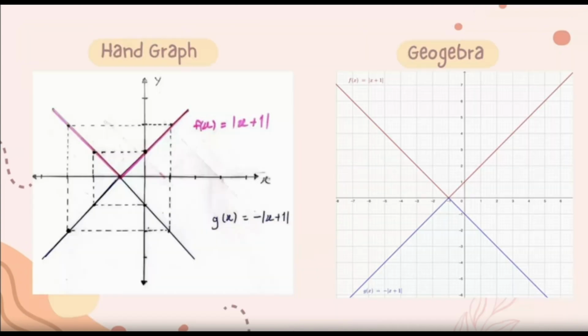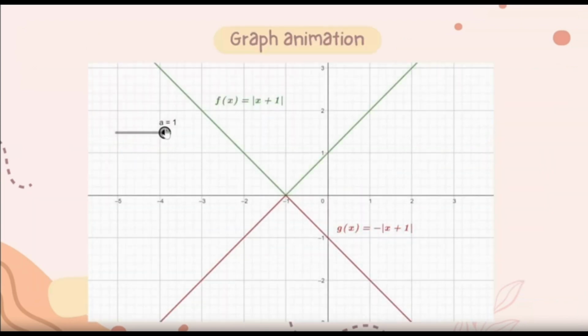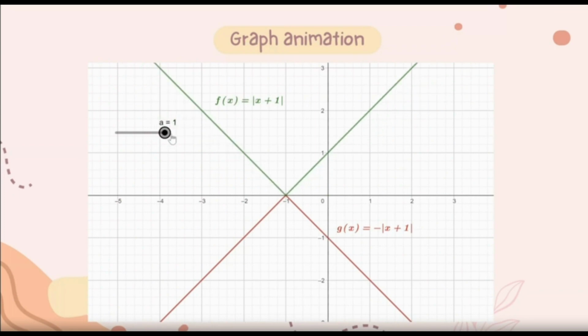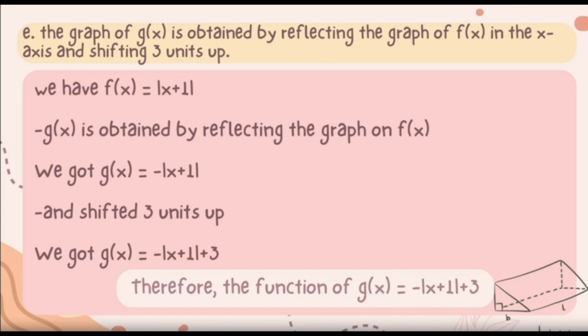So this is the comparison between the hand graph and the GeoGebra graph. As we can see, it is the same thing and the same pattern. So this is the animation of the graph. As we can see, when we move A, it is reflecting from f(x) to g(x). So this is the example E.